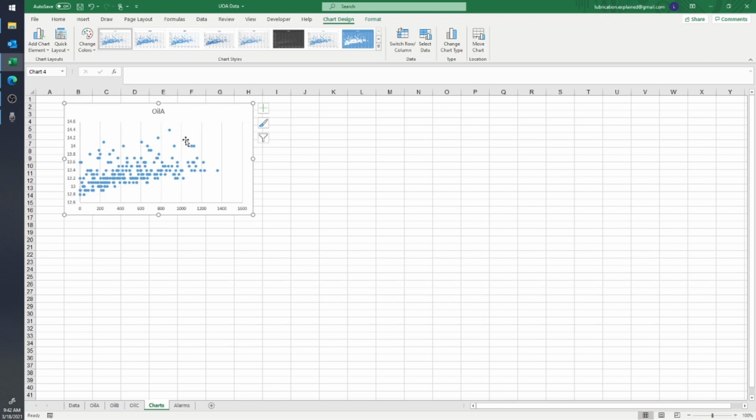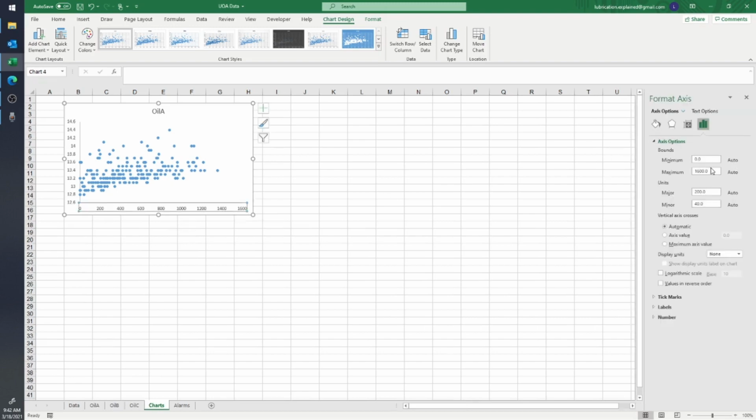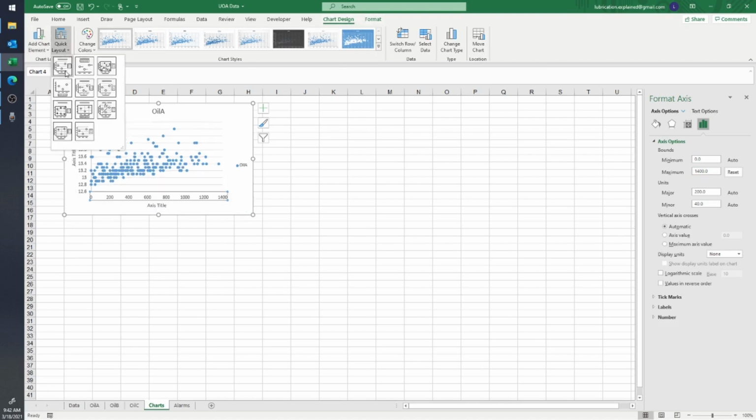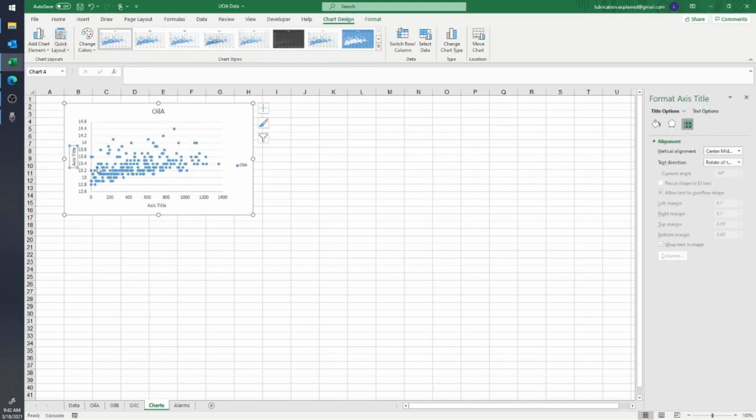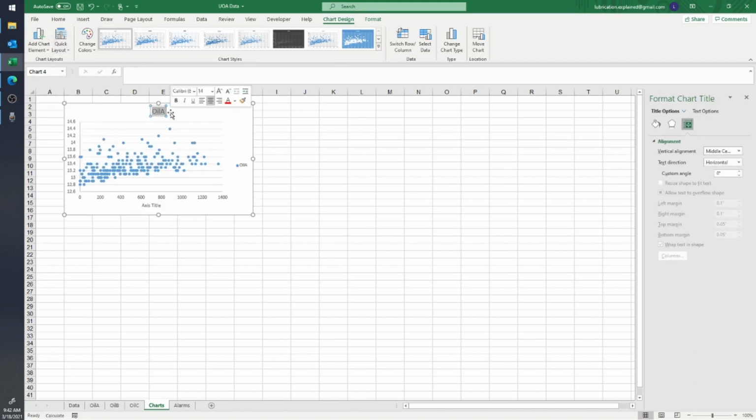So I'm not a huge fan of all of these lines. Let's get rid of those so it's a little bit cleaner. Okay, we're going up to 1600 oil hours. That probably doesn't need to be the case. Let's change that to 1400 because we don't have anything above that. All right, so this is for oil A, and I'm also going to put in a quick layout like this. We'll change this to KV100 as a title, and along the bottom we've got oil hours.